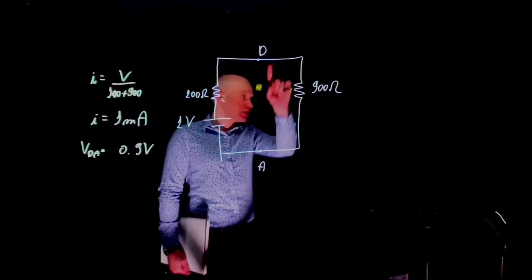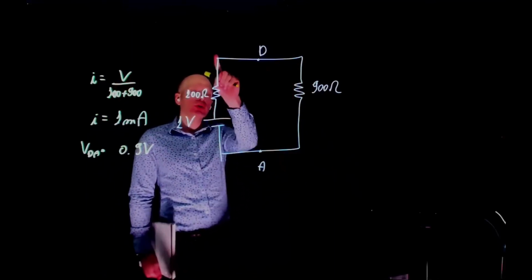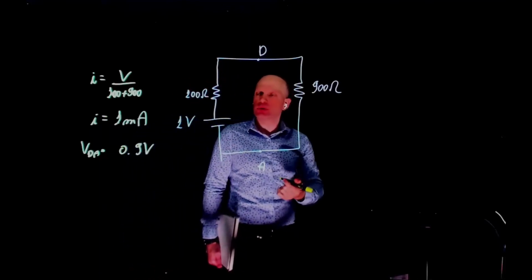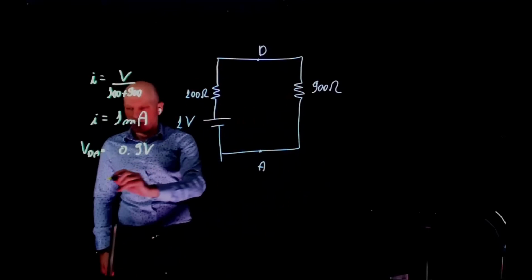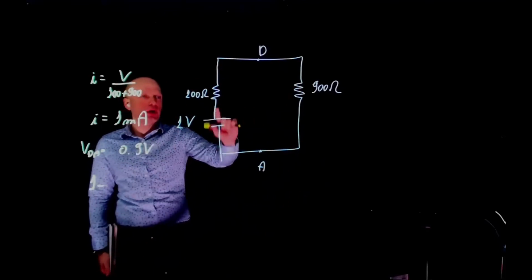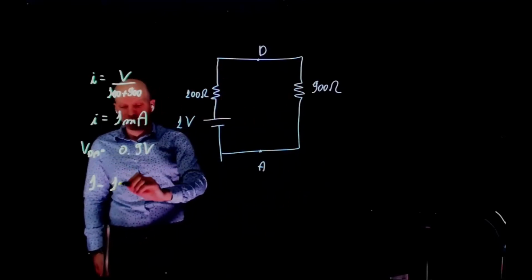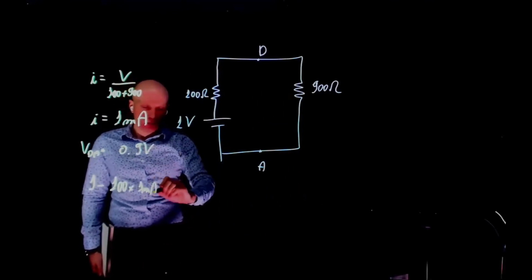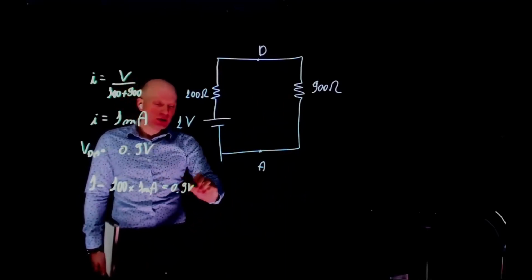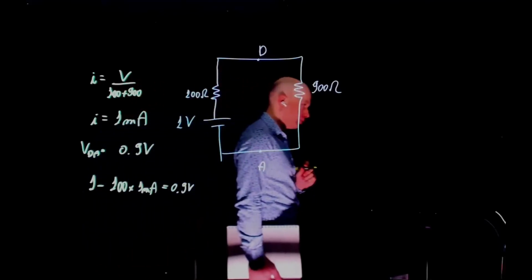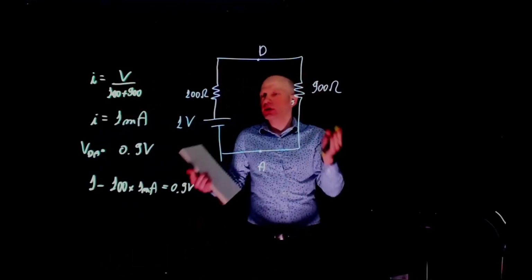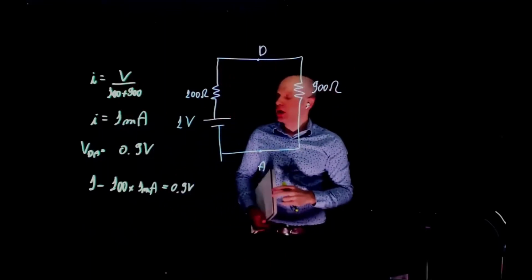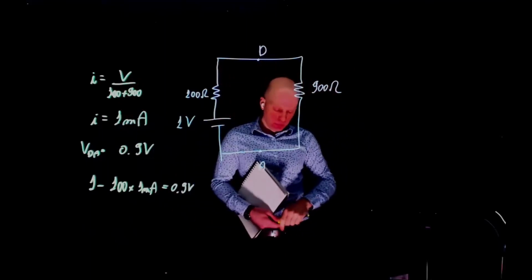Because this circuit is in parallel, the voltage drop on this side is also 0.9 volts. And this is easy to calculate. We can take simply 1 volt minus the voltage drop here, 100 times 1 milliamp. And this gives exactly the same thing, 0.9 volts. Nothing surprising here because the circuit is in parallel. If I measure the voltage on this side or on that side, everything is the same, 0.9 volts.